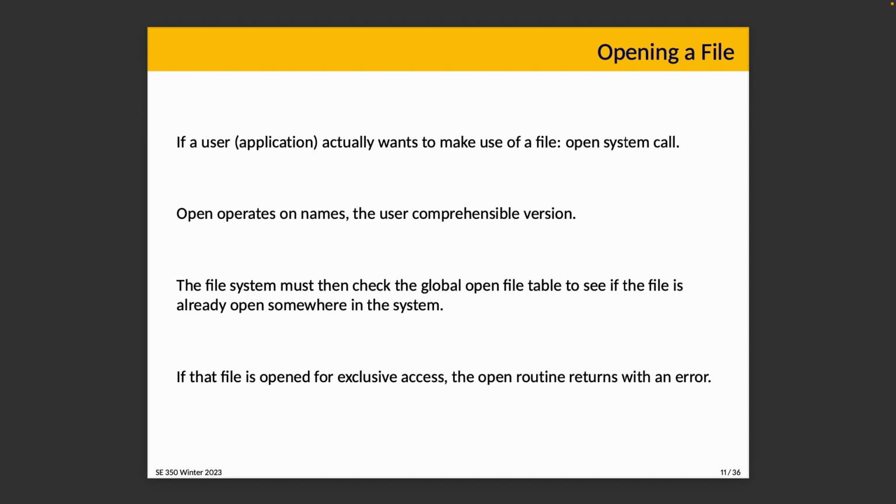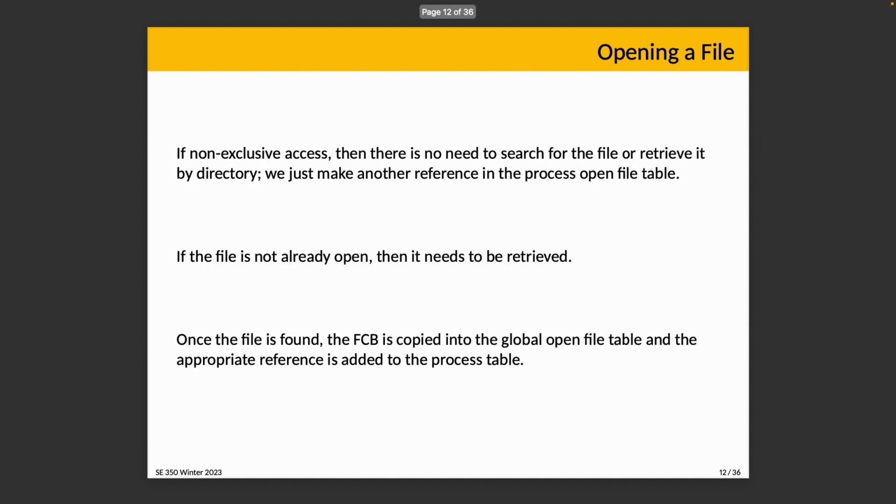The file system has to check the global open file table to see if the file is already open. If the answer is yes, then we have to check and see if it's open for exclusive access. Is the access that we've asked for compatible with whatever has already been registered in the system? So if it's been open for non-exclusive read access and we also want to do the same thing, great, sure, fill your boots. But otherwise we might reject that request.